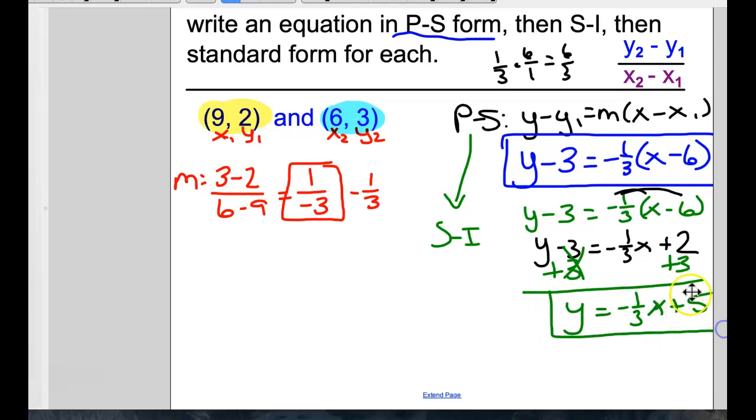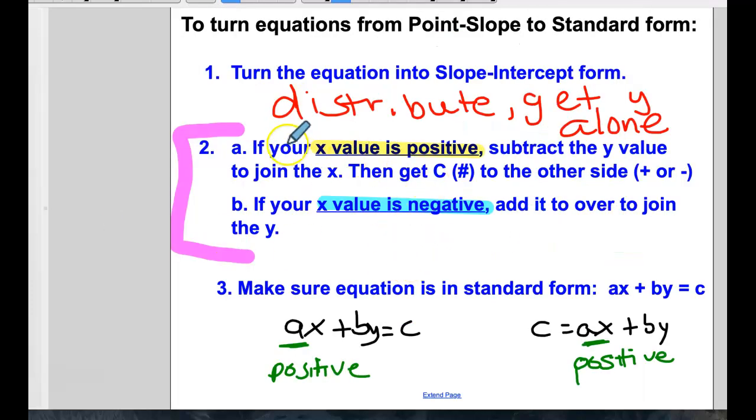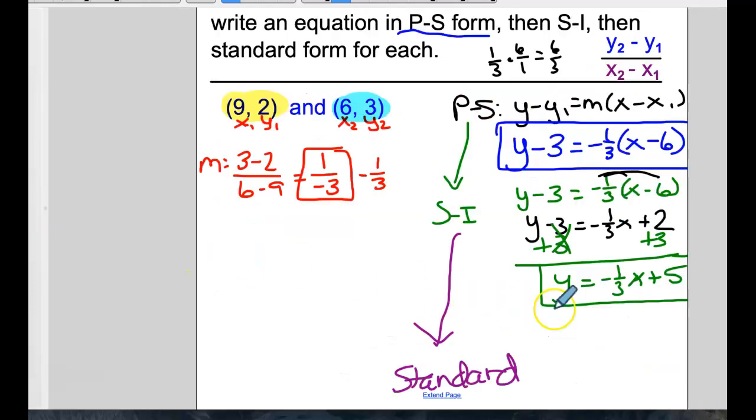Done. Slope-intercept. And then the last thing that we need to do is turn this slope-intercept equation back into standard form, right? So I'm going to go slope-intercept back into standard, and if I want to turn it into standard form, I look at that x value, and I come back here. Is my x value positive, or is my x value negative? And my x value is negative. I'm going to rewrite it so I see it better. Negative 1/3 x plus 5.